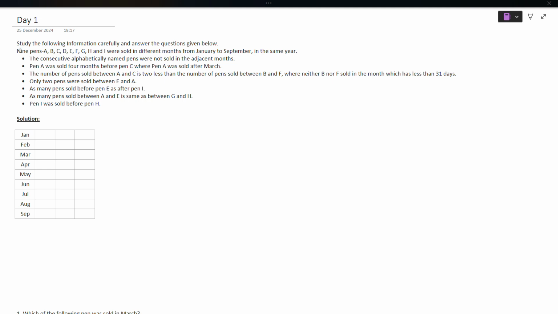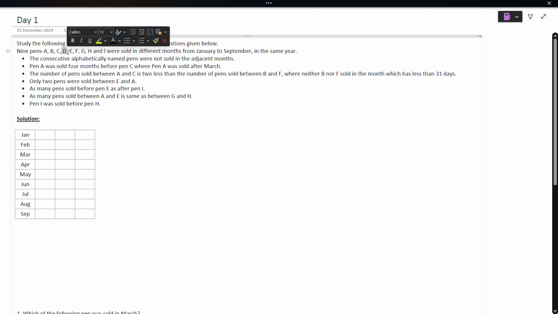Okay, the question says, study the following information carefully and answer the questions given below. 9 pens A, B, C, D, E, F, G, I, H were sold in different months from January to September in the same year. The consecutive alphabetically named pens were not sold in the adjacent months. That means, for example, if we take pen D, it will not be sold before E or after E, or before C or after C. The pen E was sold 4 months before pen C, whereas pen A was sold after March. Similarly, there are a couple of conditions given.